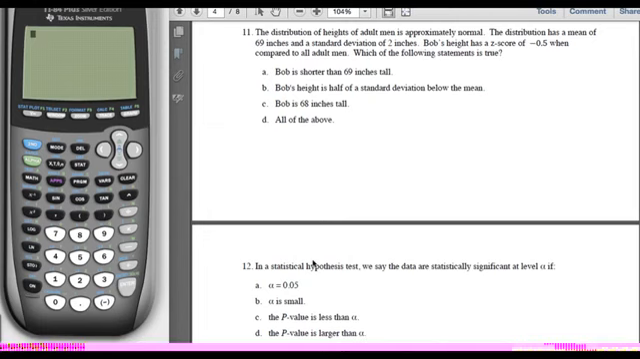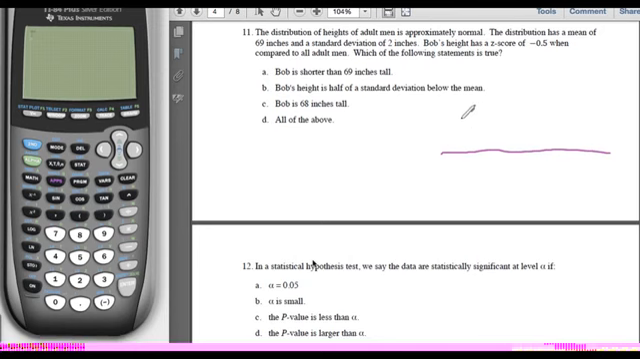Continuing on with our final exam review, we're going to move to number 11. It says the distribution of heights of adult men is approximately normal. The distribution has a mean of 69 inches and a standard deviation of 2 inches. Bob's height has a z-score of negative 0.5 when compared to all adult men. Which of the following statements is true?